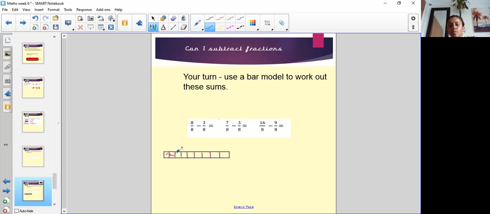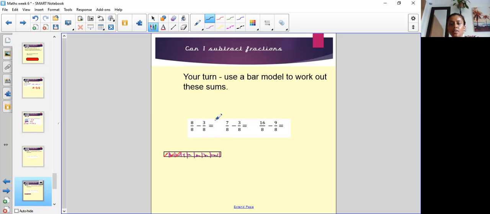1, 2, 3, 4, 5, 6, 7. 1, 2, 3, 4, 5, 6, 7, 8. Sorry, I'm just going to, oops. Close that in. So we've got 8, and I am going to cross 3 out because we are minusing 3. 1, 2, 3, and see how many we have got left. 1, 2, 3, 4, 5.